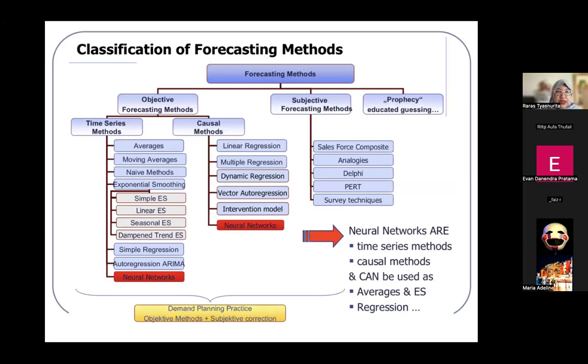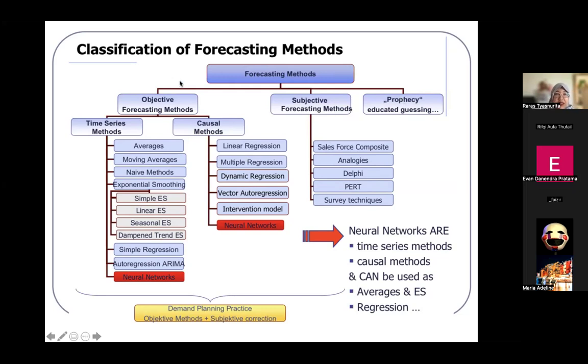Right, so we have this classification of forecasting. You already have these time series methods. So basically we are in the objective forecasting methods. Subjective, we don't go into this one. This is judgmental forecasting based on judgment, so very subjective. We have prophecy as well, educated guessing. But the Prophet model, I think after the midterm, Gerard will introduce you. That is the one from Facebook.